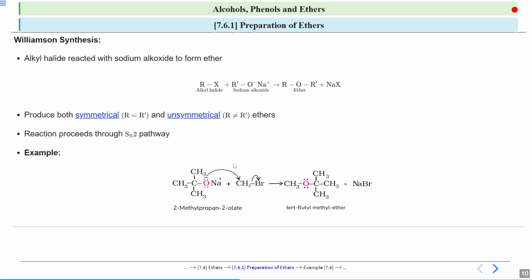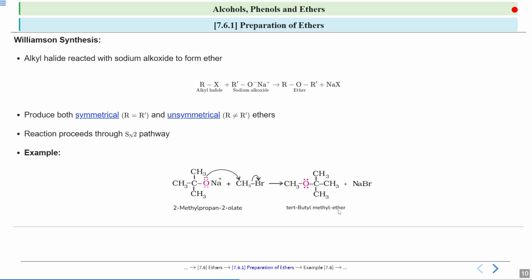And this is your primary alkyl halide. So what will happen in this reaction? This oxygen has an electron density to donate, so it will attack on this carbon, and when it attacks this carbon, your halide will leave. So see here, your Na plus and Br minus will leave, and you will get sodium bromide, that is NaX, sodium halide. And what will be formed? Ether will be formed. See over here, this CH3O and this group over here. So tertiary butyl methyl ether is being formed.